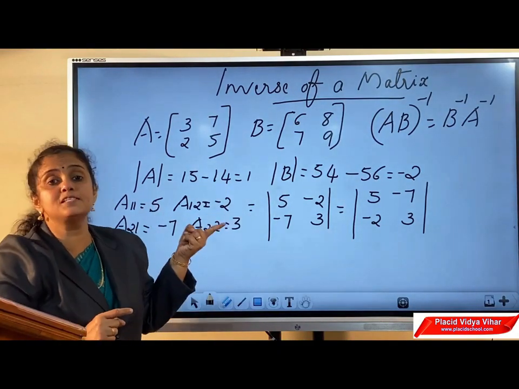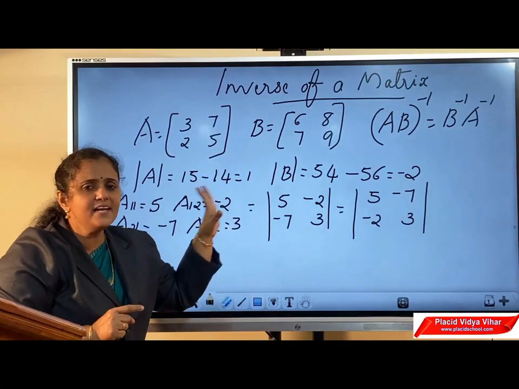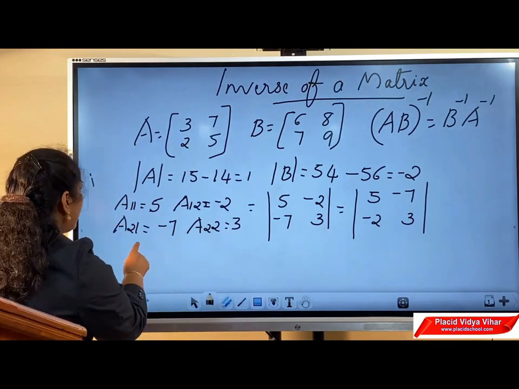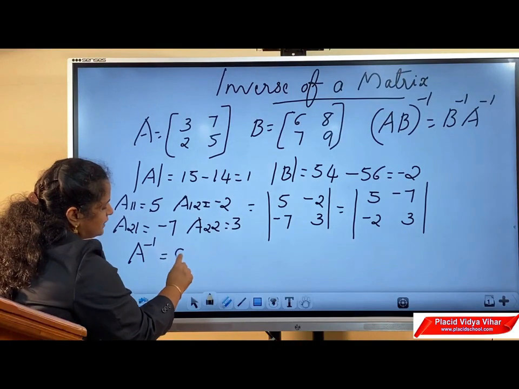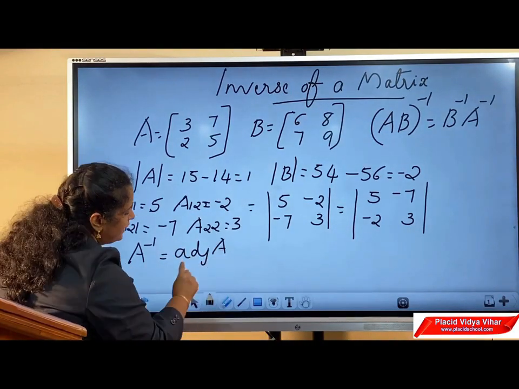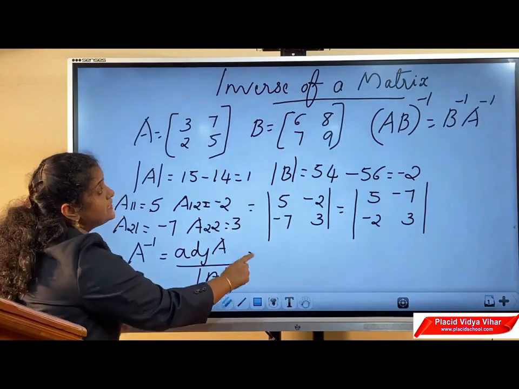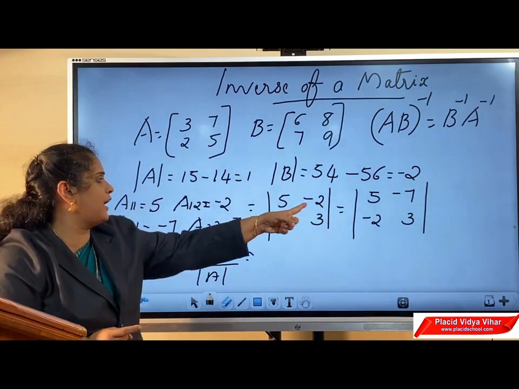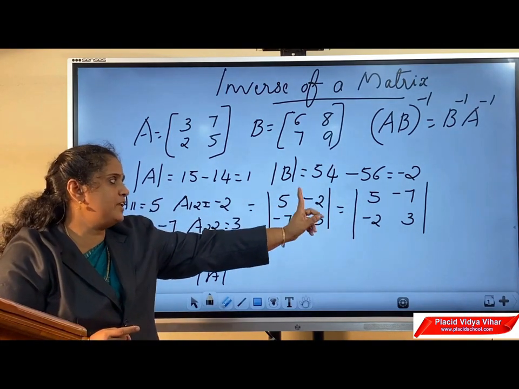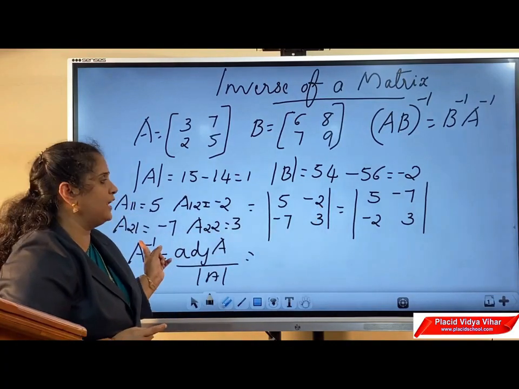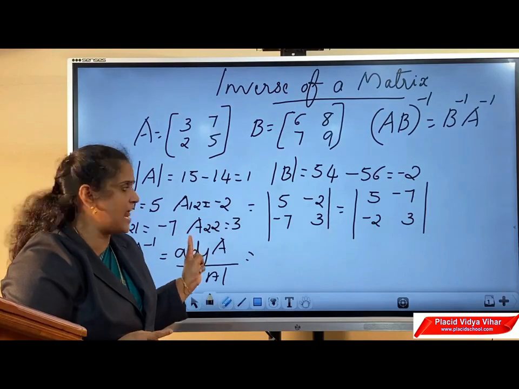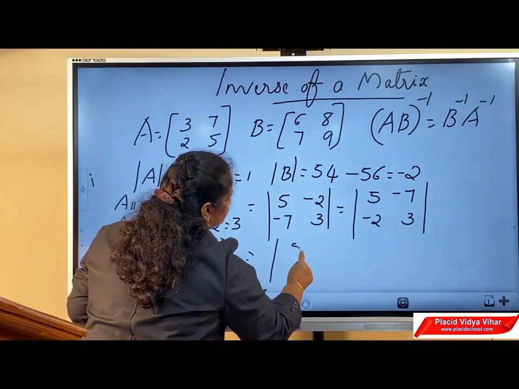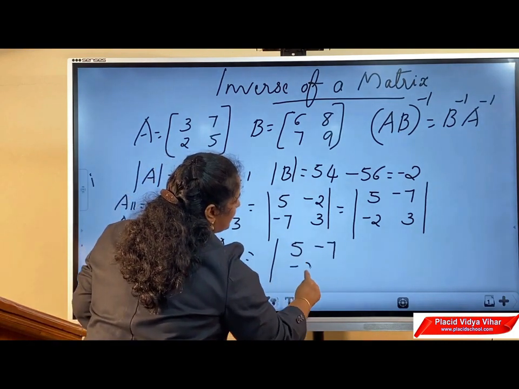We know that A inverse is equal to adjoint of A divided by the determinant of A. The determinant of A, the answer is 1. Then A inverse is equal to the adjoint of A divided by the determinant of A. The adjoint of A is 5, minus 7, minus 2, 3. Therefore, A inverse is obtained by dividing each element by the determinant of A, which is 1. That is, A inverse is equal to 5, minus 7, minus 2, 3.